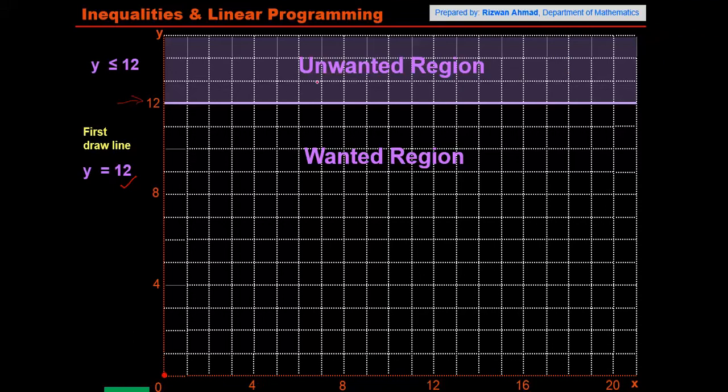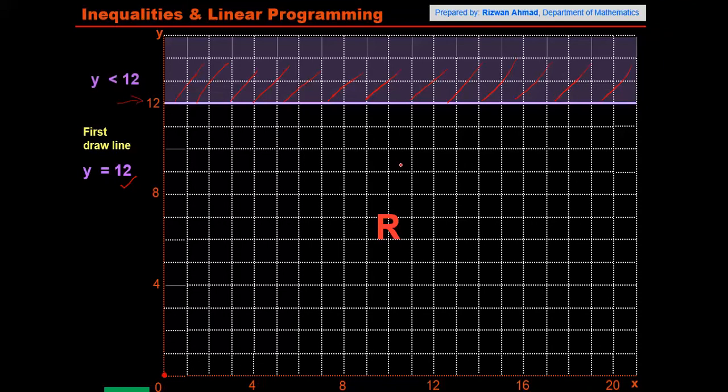On the paper we will not shade like this. So on the paper we will shade it like this. Not spending too much time on shading. So just if we do this kind of shading, it is easily understandable. So this is the region which is satisfied by this inequality. Okay. Then if it is less than 12, then this line will be a broken line. And the wanted and unwanted region will be the same. So the wanted region is labeled with letter R here.